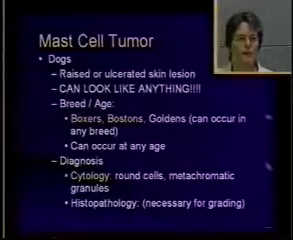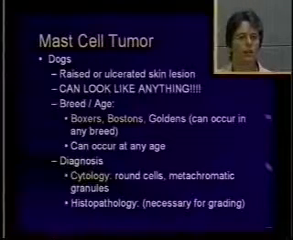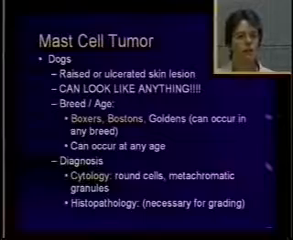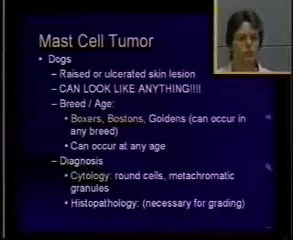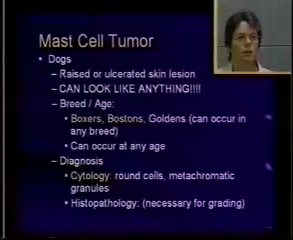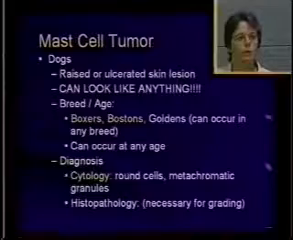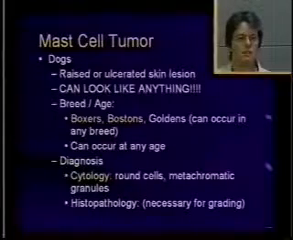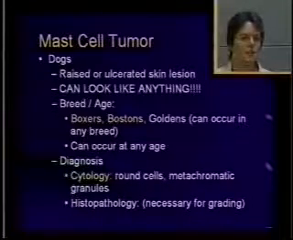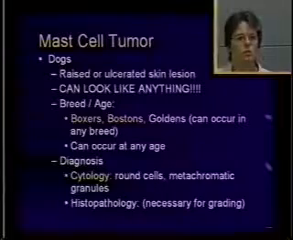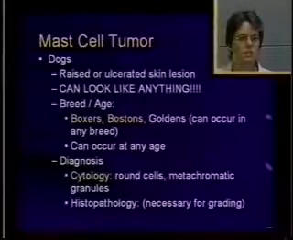Mast cell tumors are very common tumors. We see them in dogs, and they can look raised or ulcerated on the skin. They can actually look like pretty much anything. They can look and feel like lipomas. They can look and feel like cysts. And so it's very important, especially when we have breeds that we know are predisposed, such as Bostons and Boxers, we need to do cytology on these masses. They can occur at any age, and in some Boxers, you'll actually see them occur at very young ages.